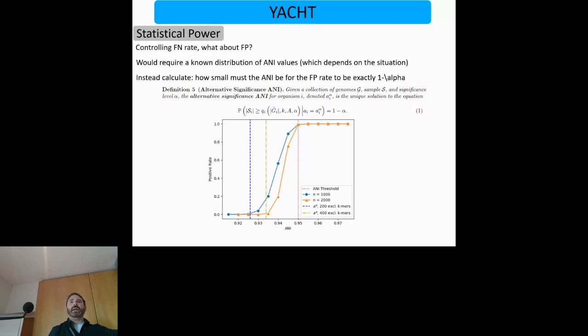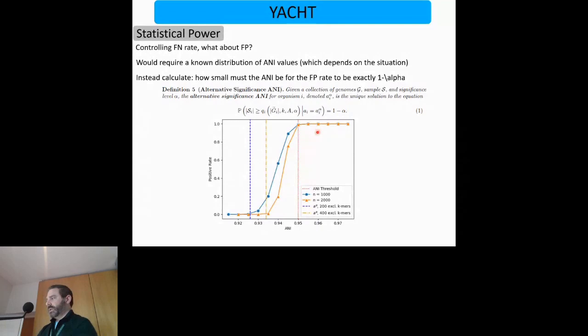On the x-axis, I have ANI. On the y-axis, I have my positive rate. This red vertical dashed line right here is the threshold that I set. Because remember, that's one parameter that you set when you run YACHT. And you say, how big of an ANI does it have to be until I say these two are the same species or genome or whatever? Here, it's set to 0.95. And you can tell, indeed, the false negative rate is controlled. Here it is set to 1%.